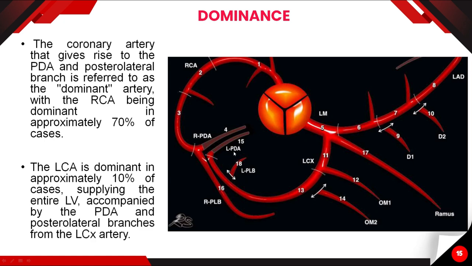when the PDA is supplied by the left circumflex branch, then it is called left dominance. Codominance is when only the PDA is supplied by the right coronary artery and the circumflex inferior artery and circumflex posterior artery are supplied by the left circumflex branch, then it is called codominance.